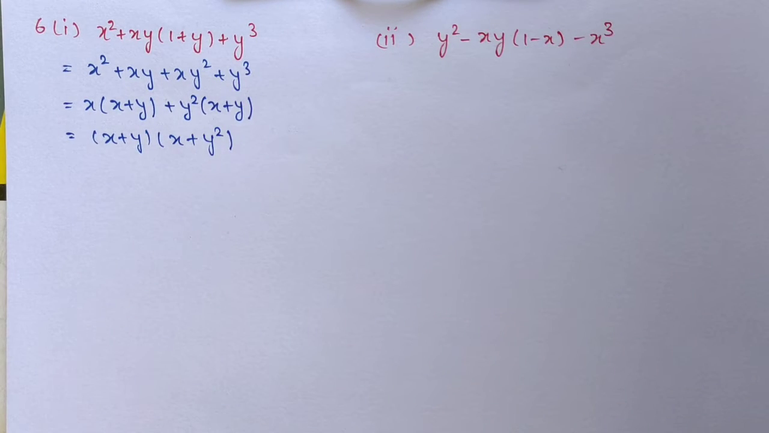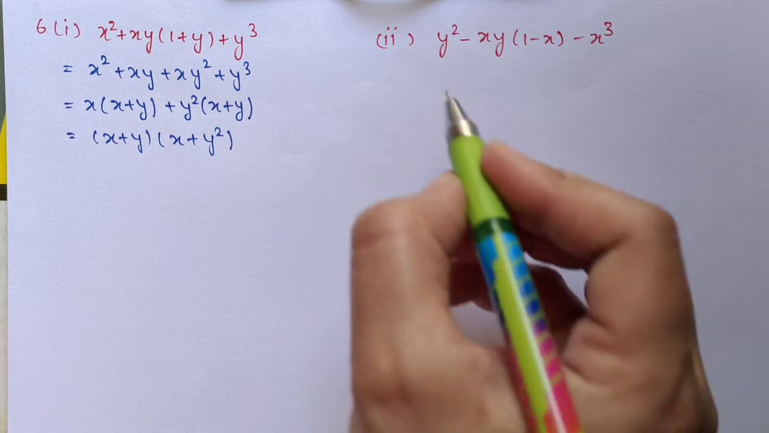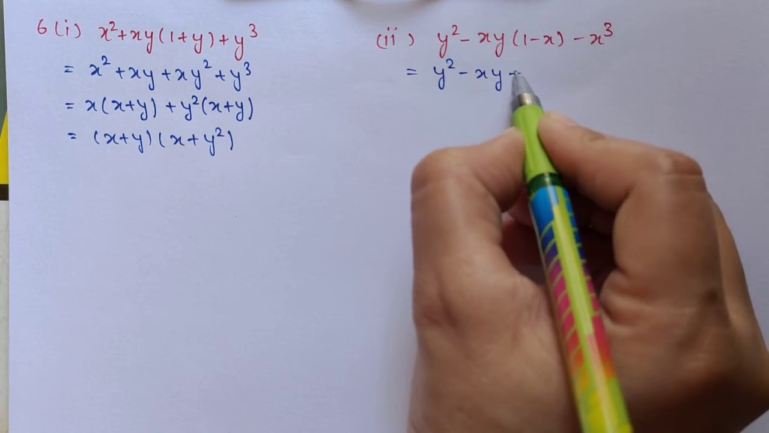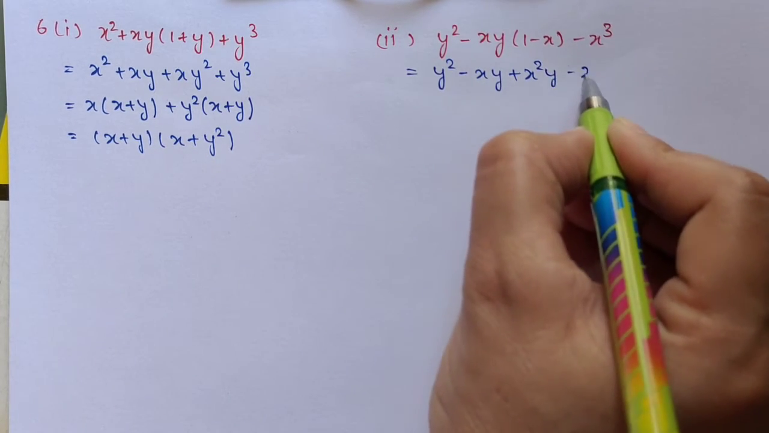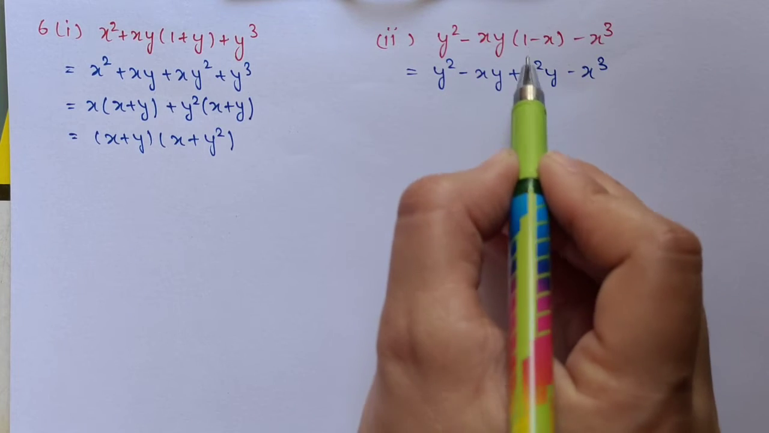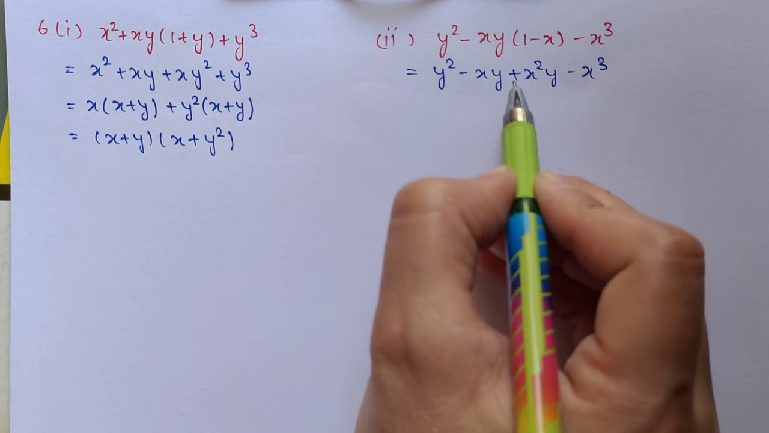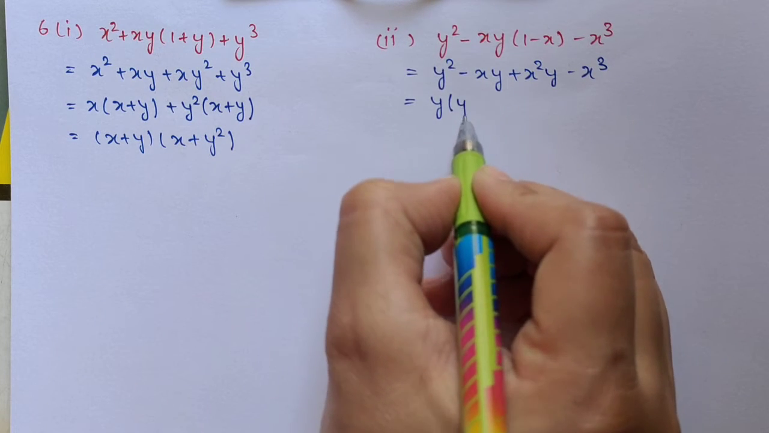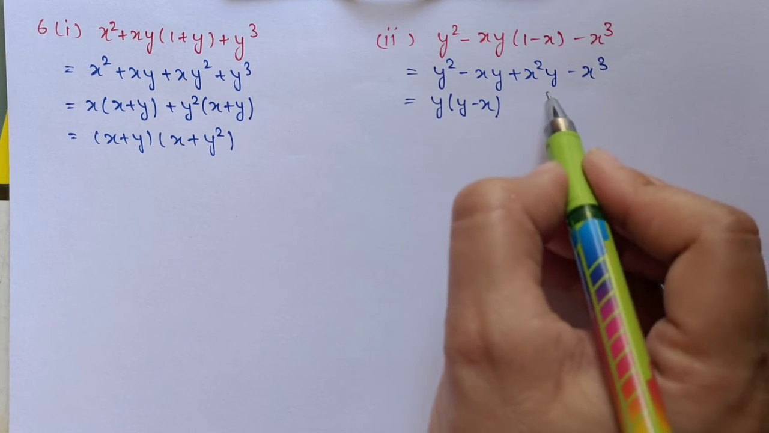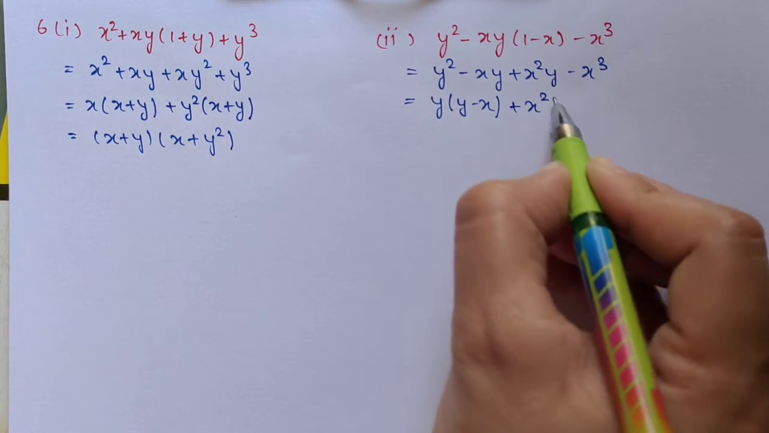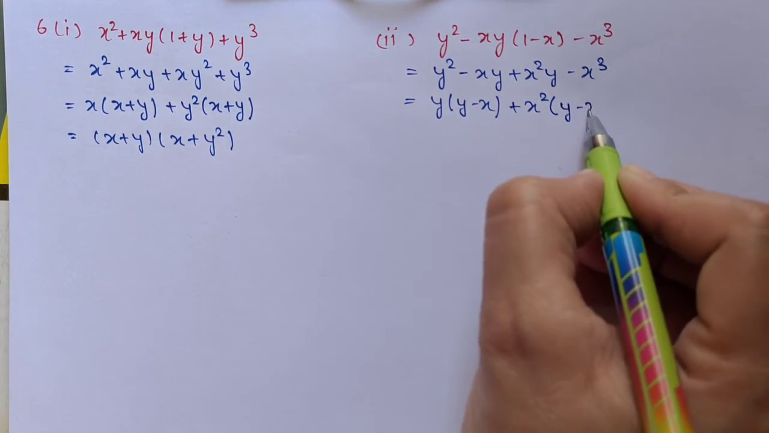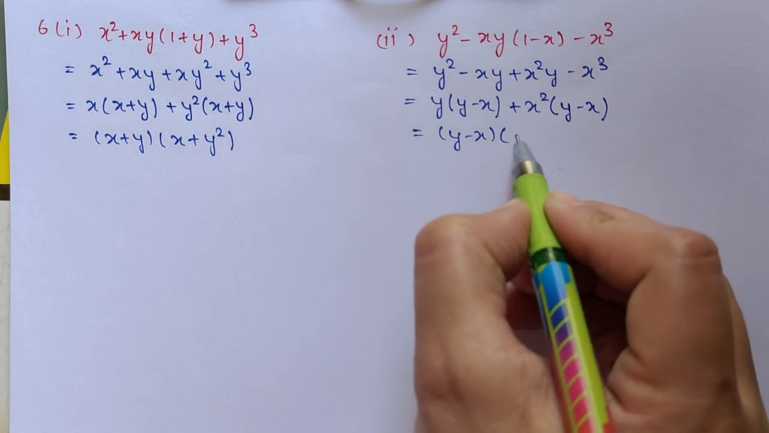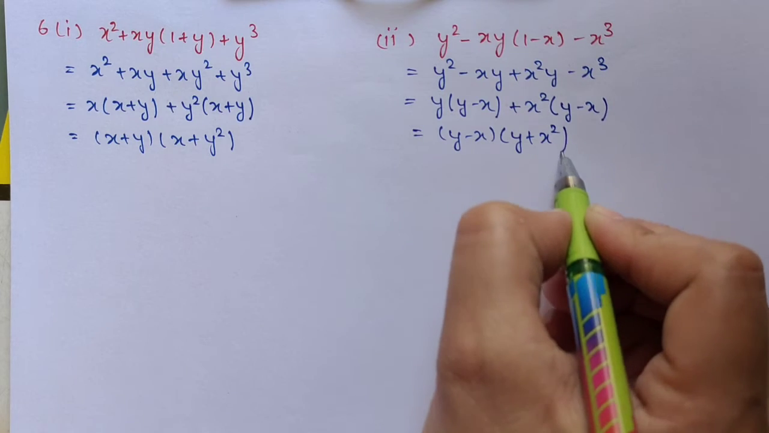Second part is the same, only the minus symbol is there. So do it in the same way. First remove the middle bracket: minus xy plus x square y minus x cube. Minus and minus will become plus, so this symbol will be plus. Now from the first two, y we can take out common, y minus x will be inside the bracket. From the last two, x to the power 2 we can take out common, y minus x inside the bracket. So y minus x, and y plus x square is another bracket.